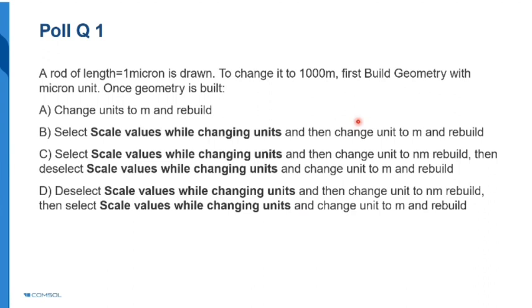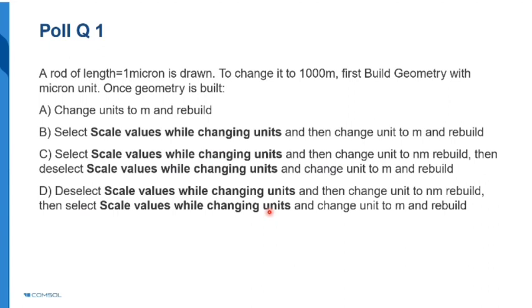Okay, a few people have selected option A. A is definitely not the correct option. A few of you have also selected B, approximately 30% of you. Well, B will also not give you the correct answer, because if you just scale values and then change unit to meter, you will not end up with 1000 meters. Just understand whether scaling 1 micron to 1000 meters will directly work or not. So it has to be either C or D only.